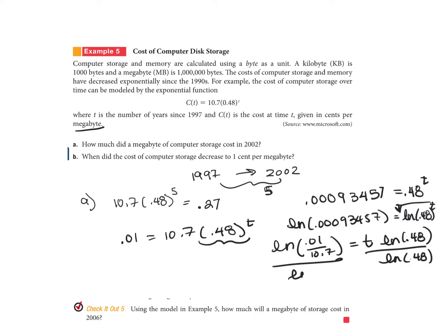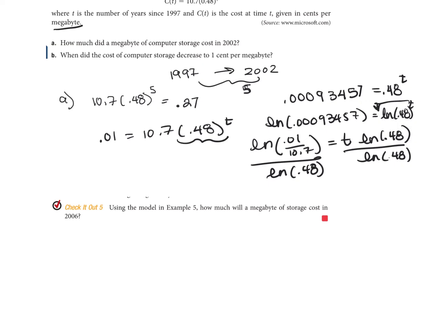You can take the natural log of both. Don't pretend that you can do something to simplify this. You can't. You can't subtract those two or something. It doesn't work that way. So please keep that in mind. All right, so that's what t equals. So t equals, and I can type this in. I already have my answer here. Divided by the natural log of 0.48.